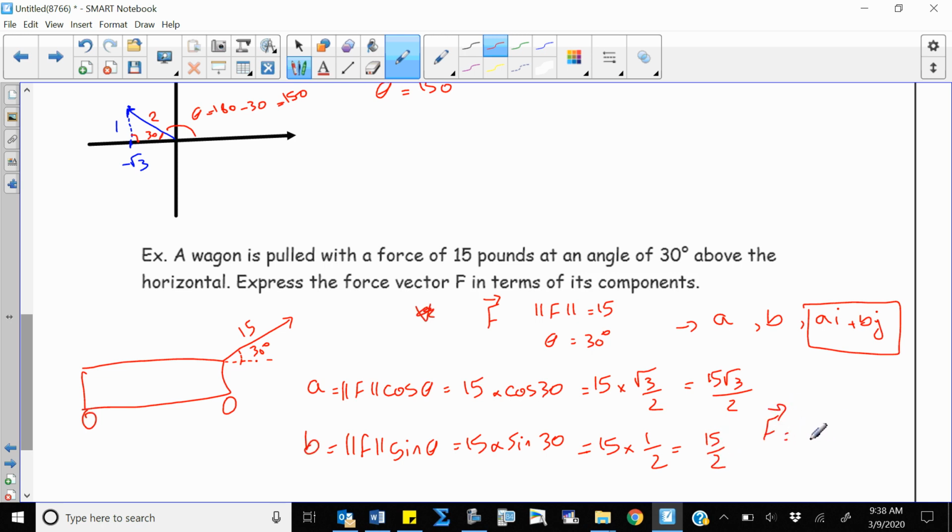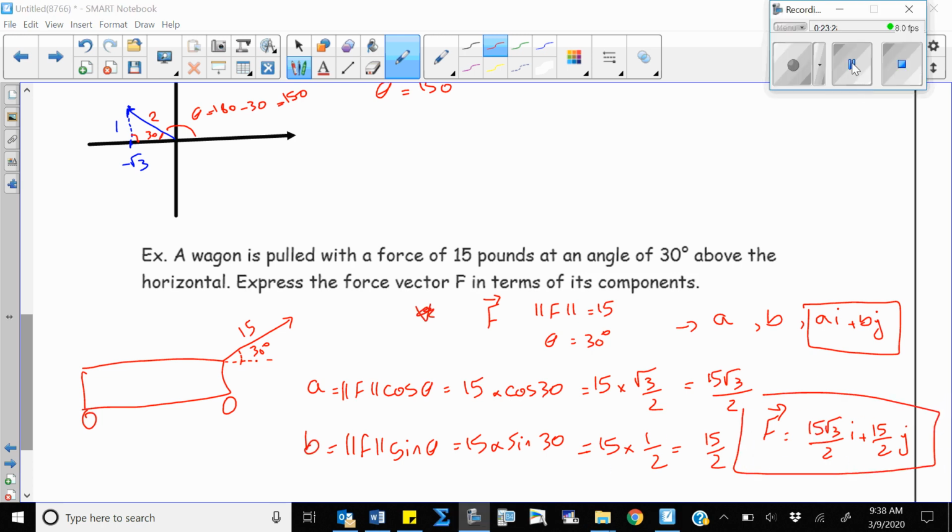I can write f in this form, 15 radical 3 over 2 i plus 15 over 2 times j. That's the vector.